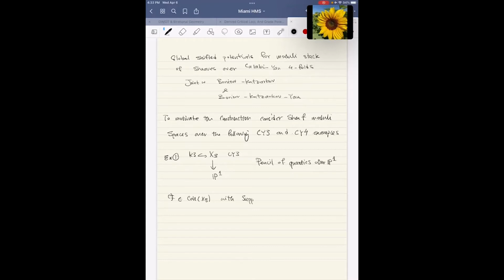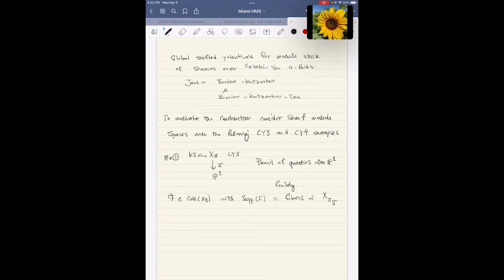So sheaves are going to be supported on fibers of this Calabi-Yau 3. Let's call it X3, with projection pi. So sheaves are supported on finitely many fibers of this Calabi-Yau 3. Okay.